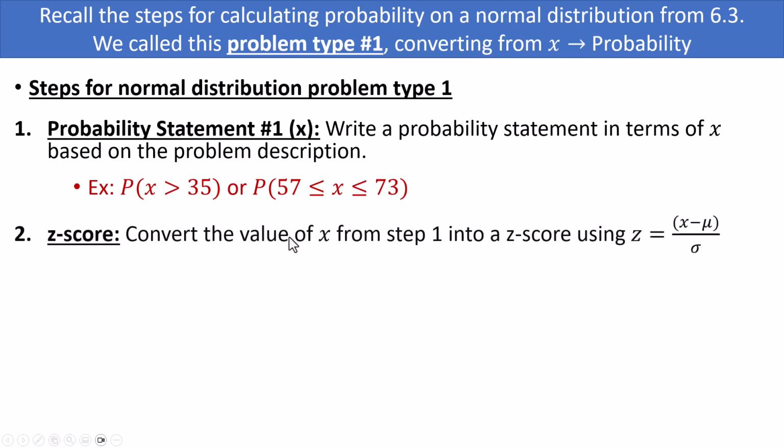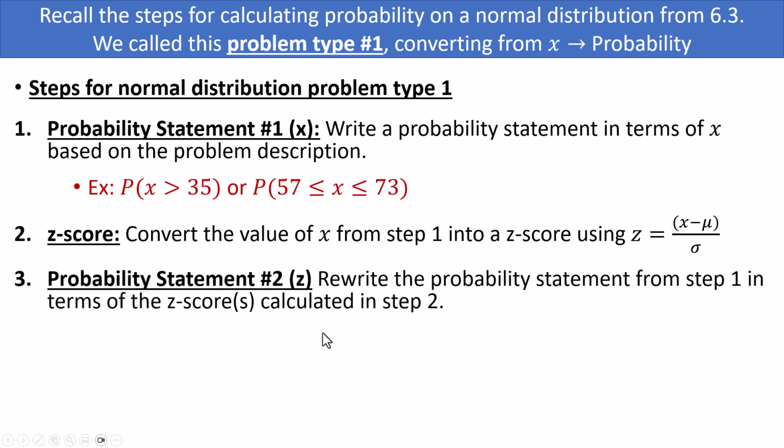And then the next step would be to convert the value of x, or the values, if there are two, into a z-score using the z-score formula. And then you can write a new probability statement in terms of z rather than x based on the values you got from step number 2. So that would be something like, maybe you plug 35 into the formula, maybe you got 2 out. So then you would have the new statement in terms of z with z greater than 2 rather than x greater than 35. Or maybe you got -1 and 3 when you plugged in these values into the formula. So then this would be your new probability statement, basically just kind of changed units.